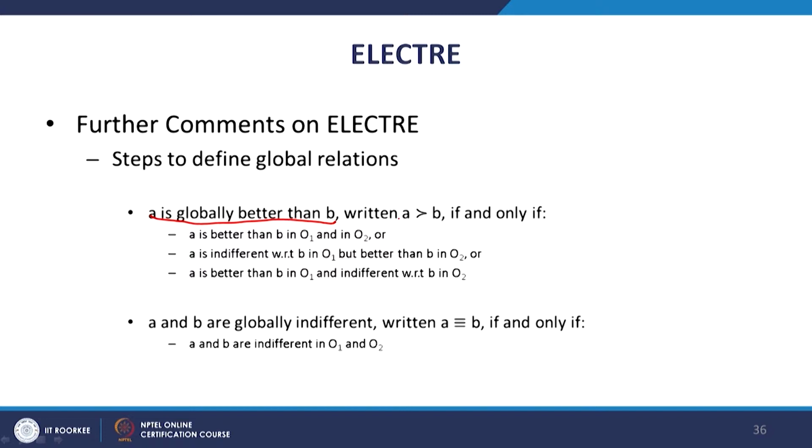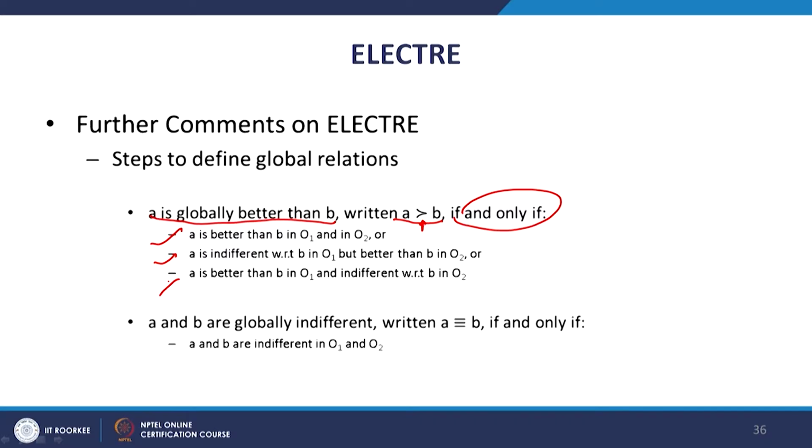So, we have these two alternatives A and B, and now A is globally better than B, written as A, and you can see the notation is similar to the greater than notation. So, A greater than B, that is A is globally better than B, if and only if one of these three scenarios is true. If any of these scenarios are true, then A is going to be considered better than B, and it can be written as A greater than B in this particular fashion.